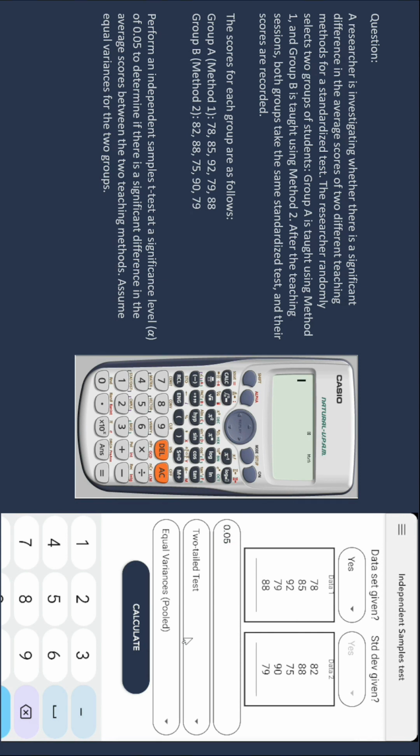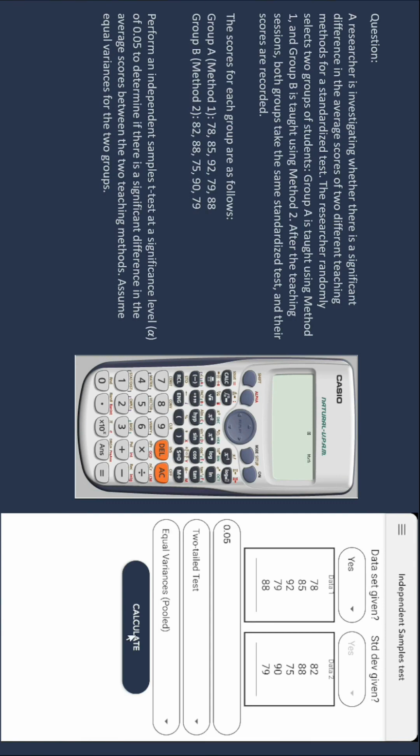For the direction of the test, we were told to determine if there is a significant difference in average scores. It did not state whether sample 1 has a mean that is greater or lesser than the mean of sample 2. This gives us the hint that we are conducting a two-tailed test. So we leave this option as is. Lastly, we were told to assume equal variances.